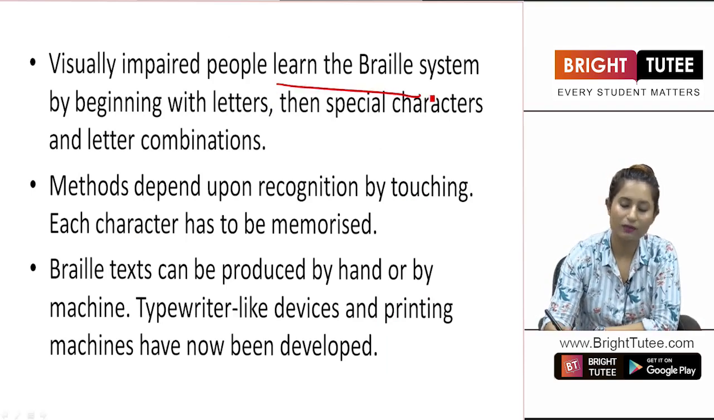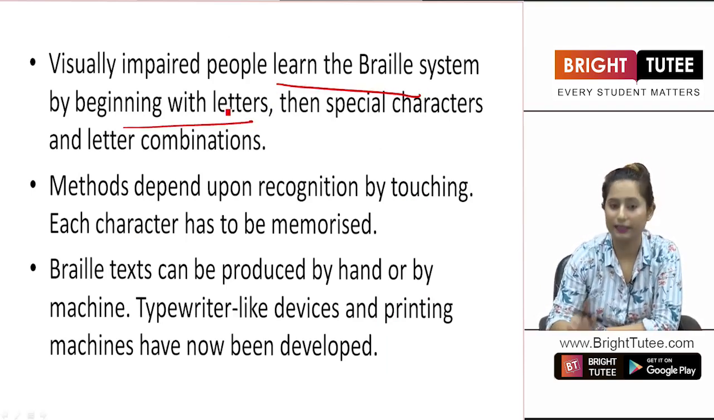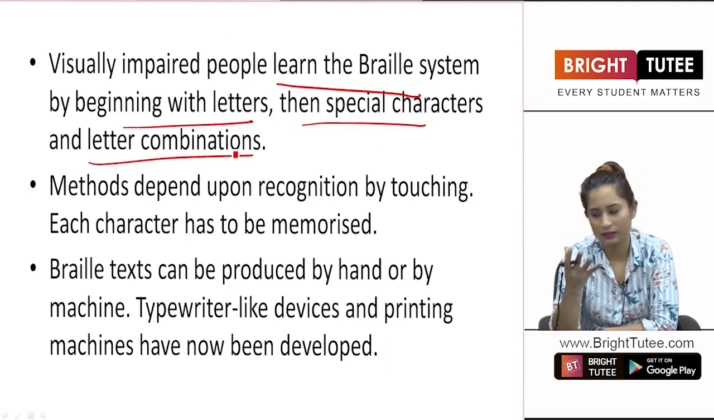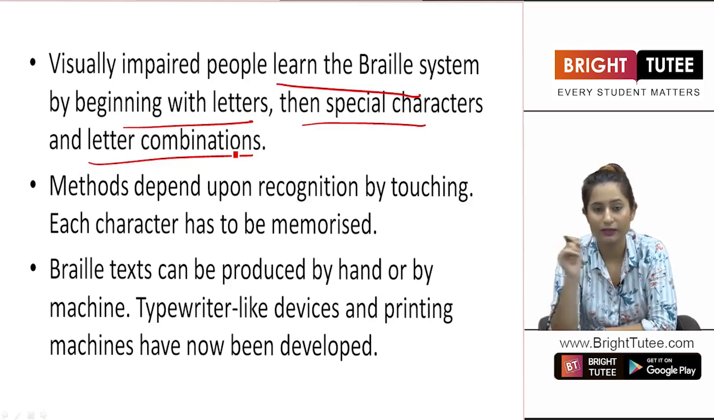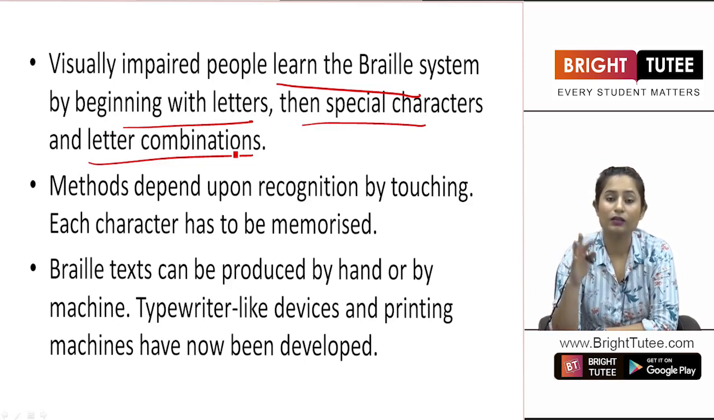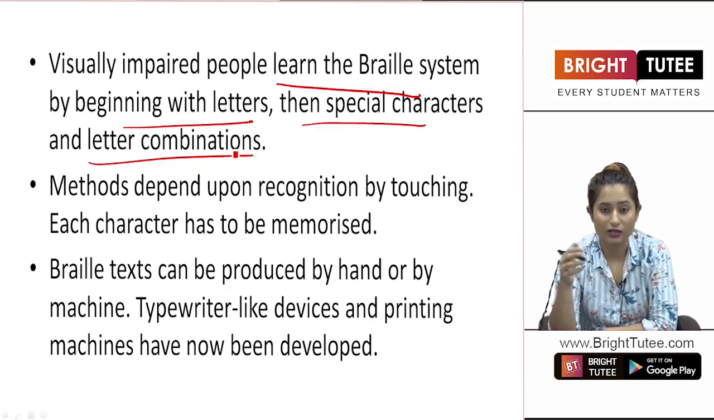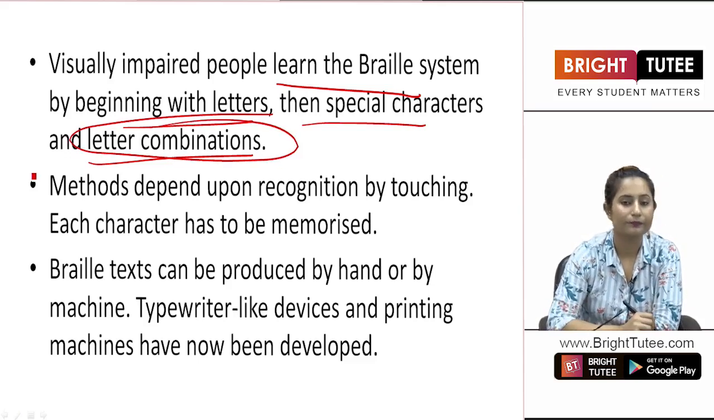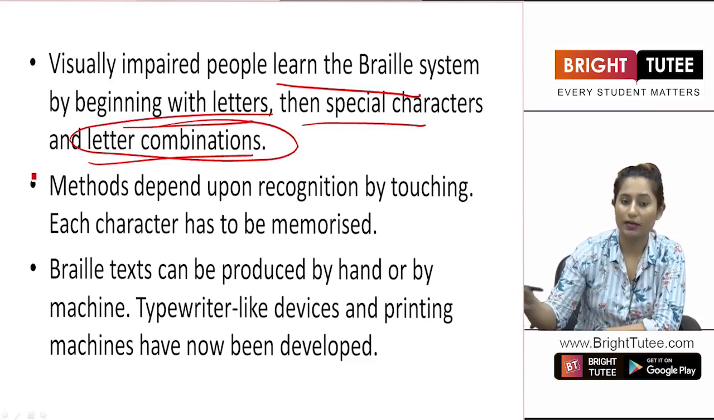Now visually impaired people learn the Braille system by beginning with letters, then special characters, and then letter combinations. Firstly, you learn the alphabet A, B, C, D, E. Then you learn the special characters such as hashtag, comma, etc. Then letter combinations, right? Then you are able to write.